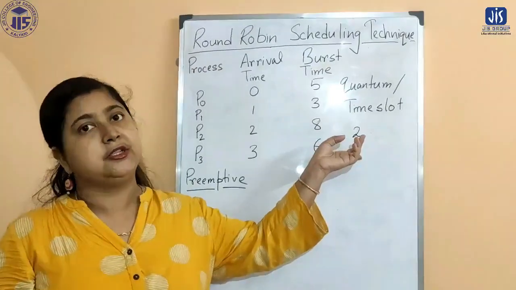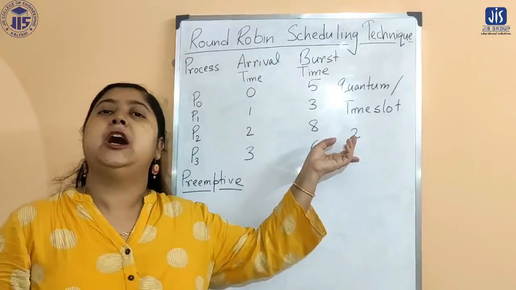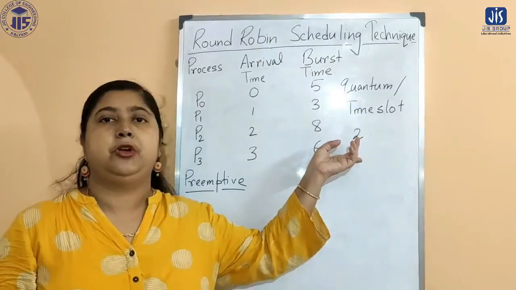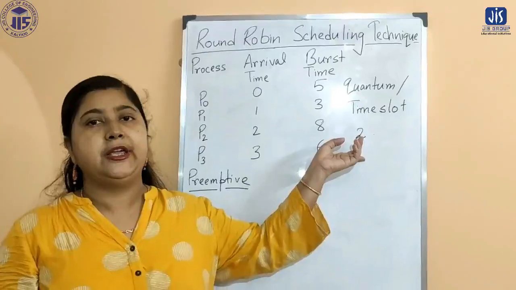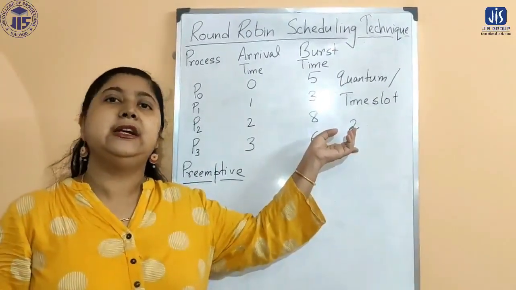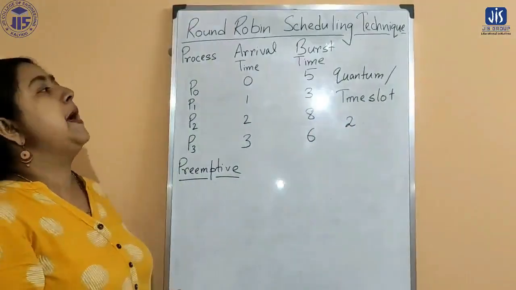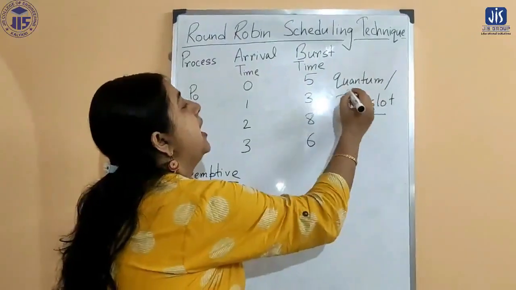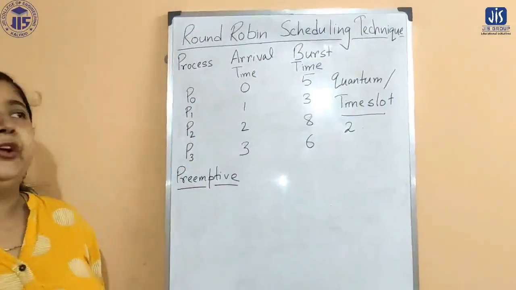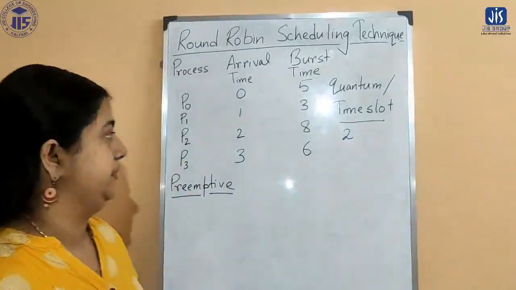Maybe the process is not completed at that time. Then also the system is going to take the processor, and after some time the process's turn comes again and it can continue with the remaining execution. But at most it can continue up to this time period. Okay, so now I am going to discuss with the help of this example.